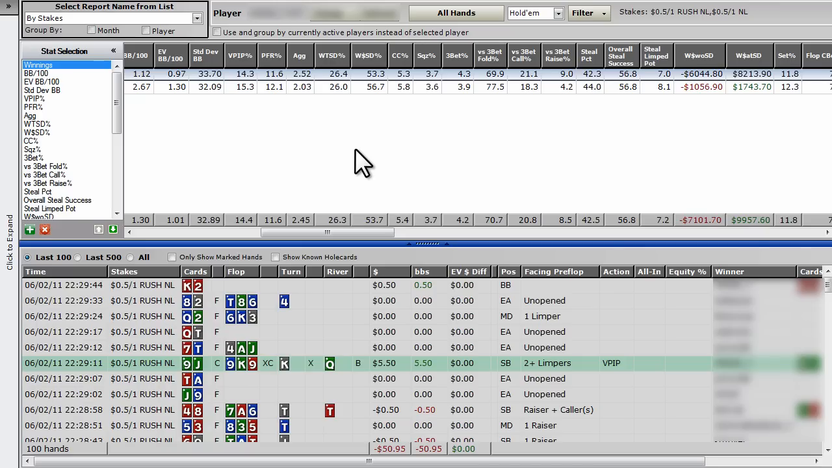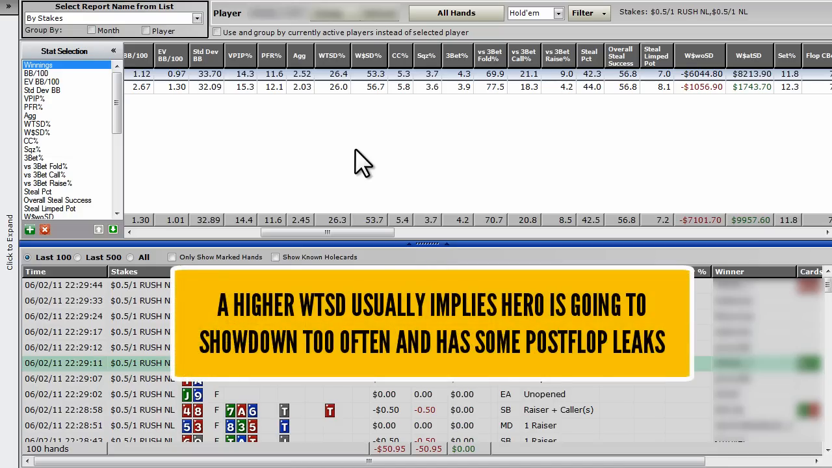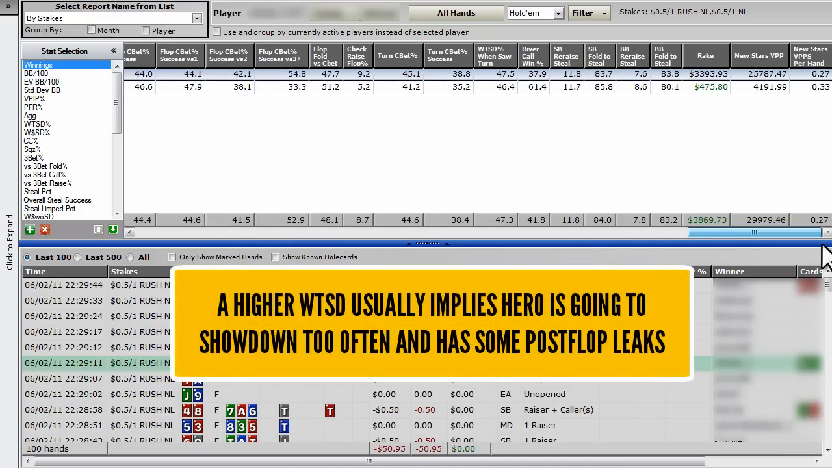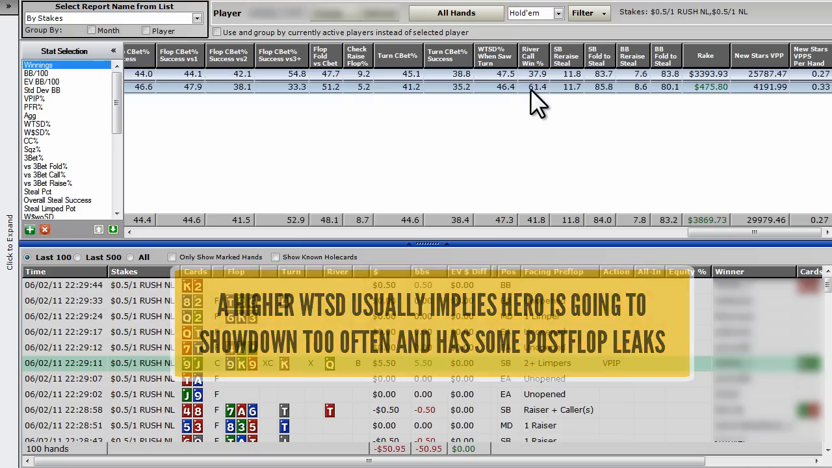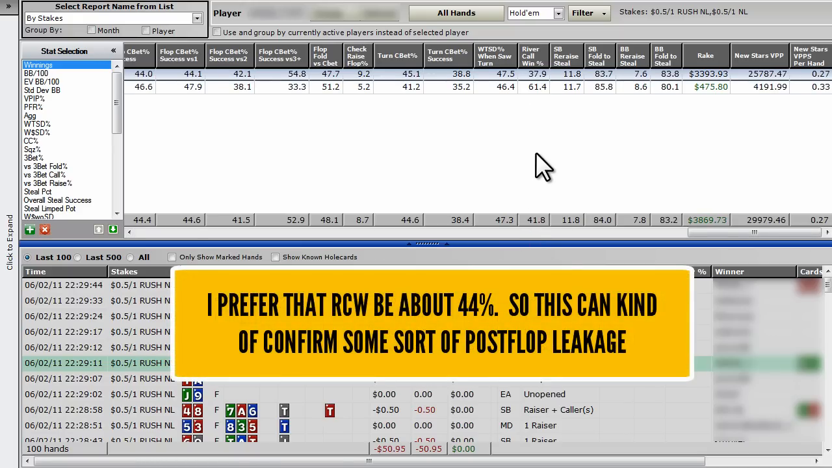So next we see went to showdown and won money at showdown, roughly 26.54. I usually would prefer went to showdown be a pinch smaller and won money at showdown be a pinch higher. So I think that he might have some sort of post-flop station-y issue, and if I drag this across and look at a stat called RCW, which is river call win percentage, you notice his is at roughly 42. I usually prefer that number be a little closer to 44%.